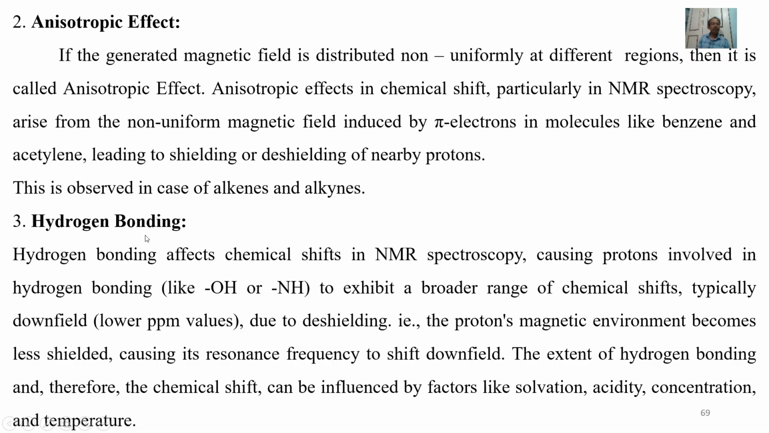Hydrogen bonding. Hydrogen bonding affects chemical shifts in NMR spectroscopy, causing protons involved in hydrogen bonding, like OH or NH groups, to exhibit a broad range of chemical shifts, typically downfield, at higher ppm values. This is due to de-shielding, that is, the proton's magnetic environment becomes less shielded, causing its resonant frequency to shift downfield. The extent of hydrogen bonding, and therefore the chemical shift, can be influenced by factors like solvation, acidity, concentration, and temperature.